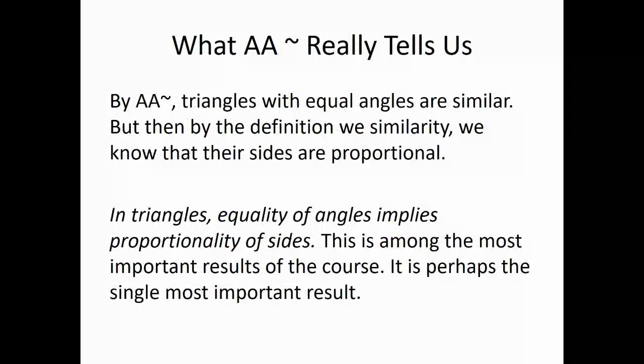Now, let me take just a moment to reflect upon what angle-angle similarity really tells us. What it tells us is that triangles with equal angles are similar, but then of course by the definition of similarity, we know that their sides are proportional. Now, if we collapse this down, what this really says is that in triangles, equality of angles implies proportionality of sides. I'll say that again, it is extremely important for us. Equality of angles in triangles implies proportionality of the sides. This is certainly one of the most important results of the class, and it is perhaps the single most powerful result in the entire year.